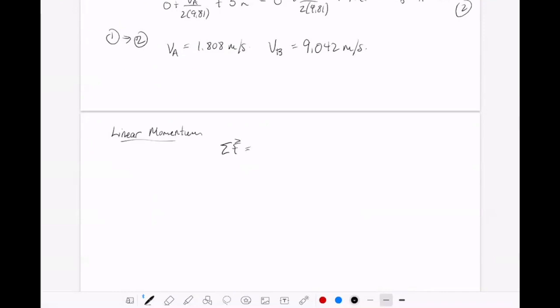The sum of the forces is equal to the partial derivative with respect to time of the integral over the control volume of our velocity times rho dV, plus the integral over the control surface of our velocity times rho times the velocity of the fluid with respect to the control surface, dot product with our control surface.